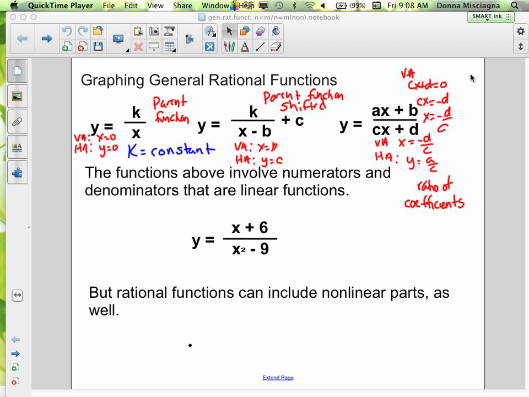All right, so this is graphing rational functions. Now we're going to have some nonlinear parts. We're going to have some exponents. Maybe we'll have something to the second power. Maybe we'll have something to the third power.